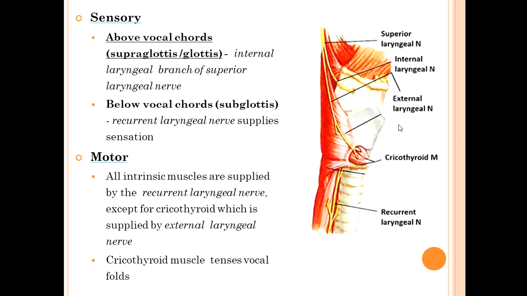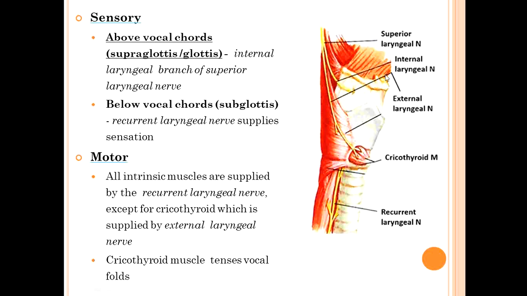Then what is nerve supply? So here is the nerve supply. First thing, sensory. Above the vocal fold means the supraglottic and glottic compartment. The sensory supply is by the internal laryngeal branch of the superior laryngeal nerve. Okay, so here is the internal laryngeal.